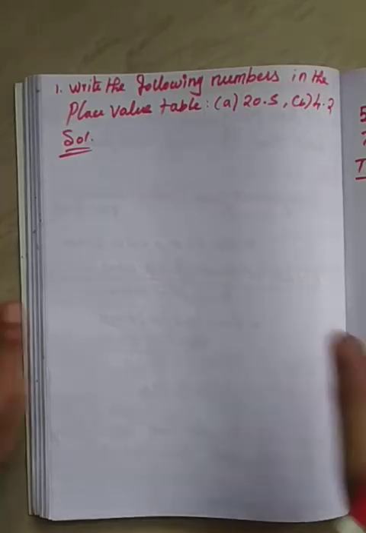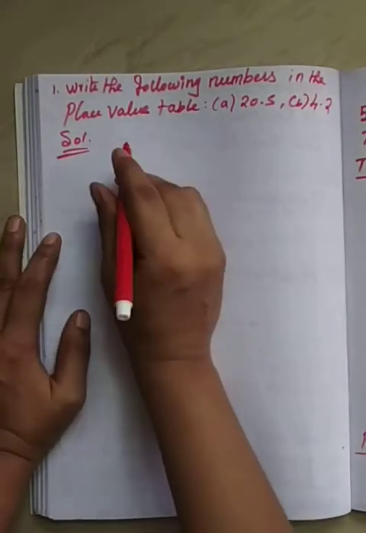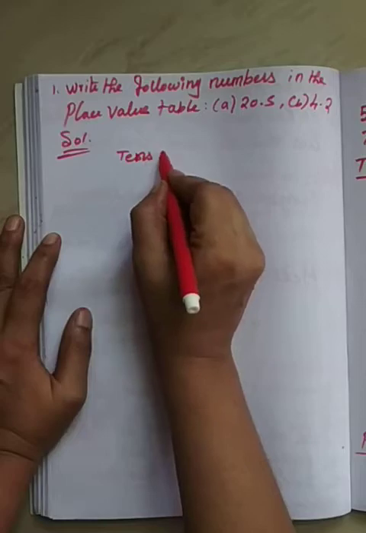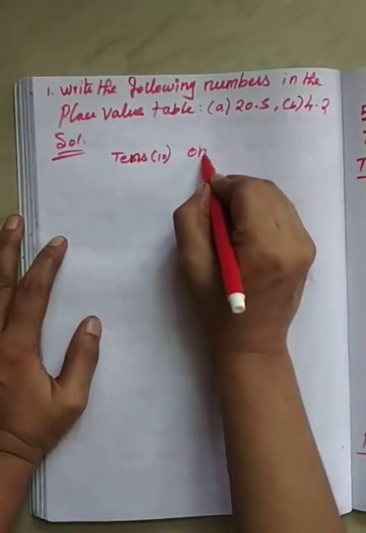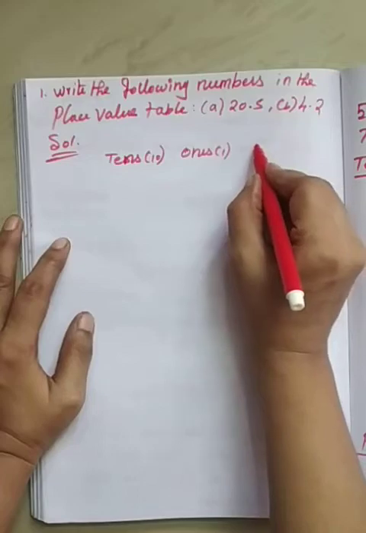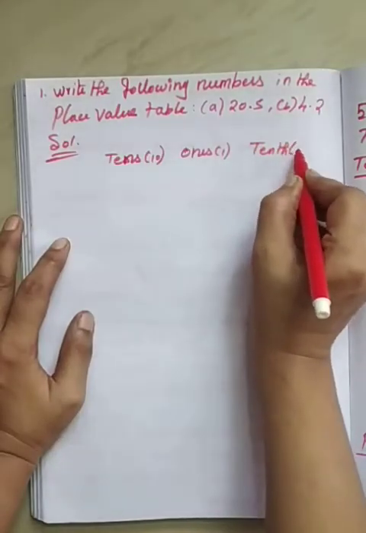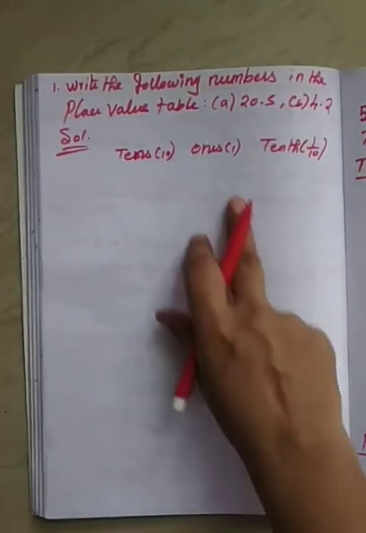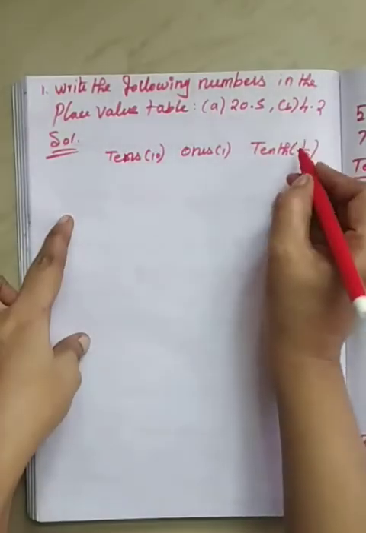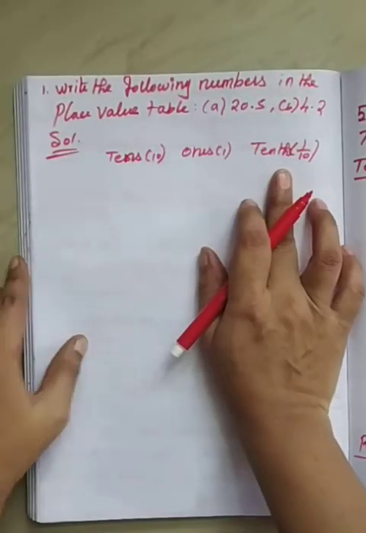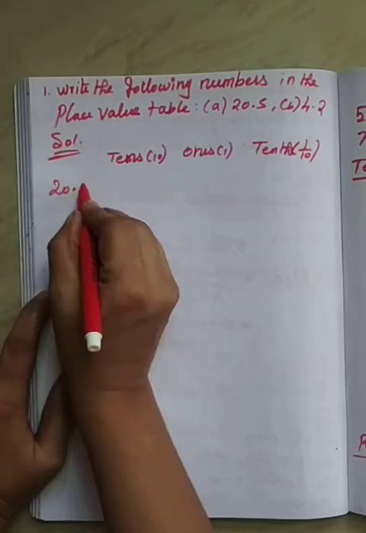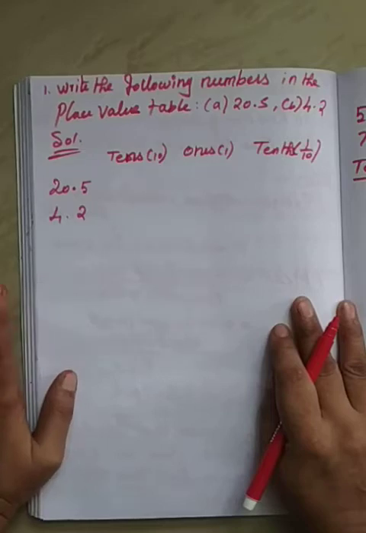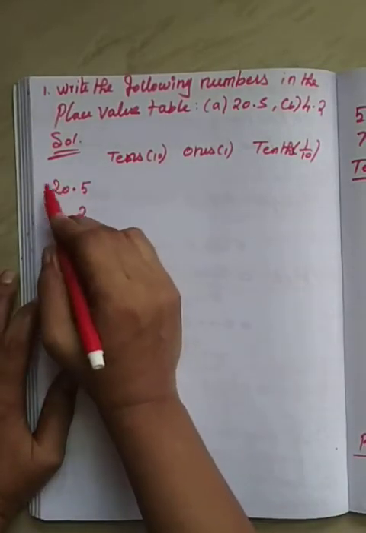Directly you can write tens, ones, and then tenths, 1 by 10th. Okay, tens, ones, tenths. So you have to write the plural, tenths. Then what is your question? 20.5, 4.2.